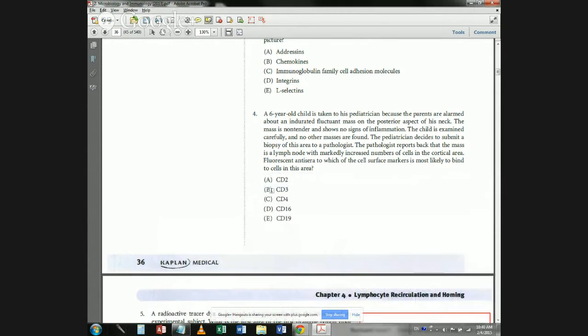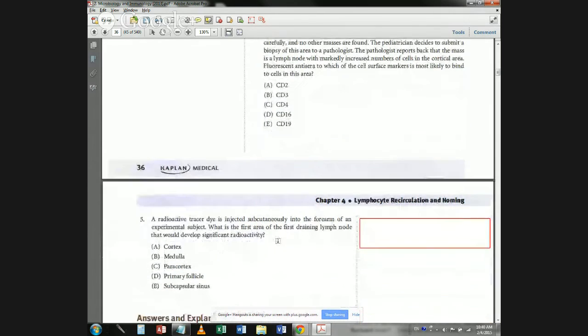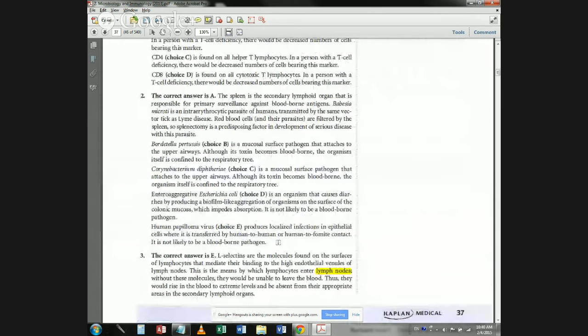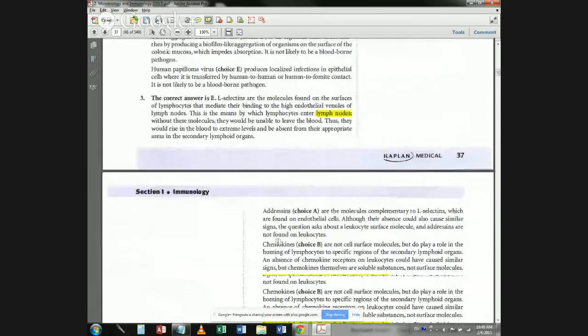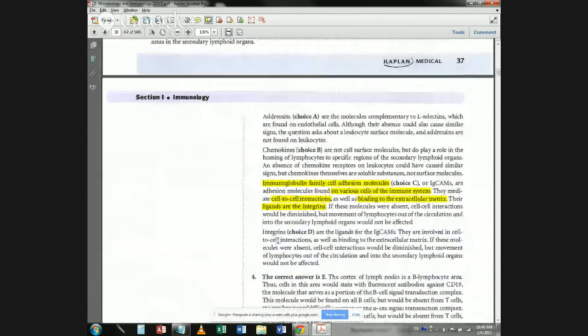Let's see. Can't be CD2 because we know CD2 is found on T cells and NK cells, and it's also known as LFA2. Can't be 3, 4, what is 16? I don't know. But definitely it's CD19. What was the answer? Was it E? I already forgot. We did 3, we did 4. Yep. Okay, so that's right.